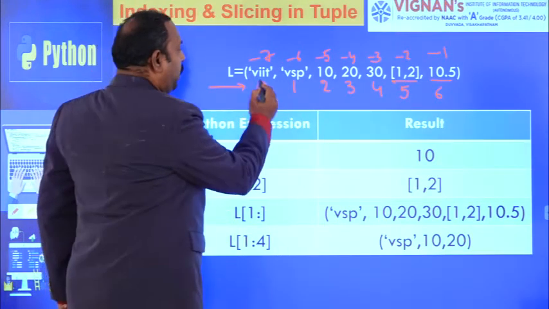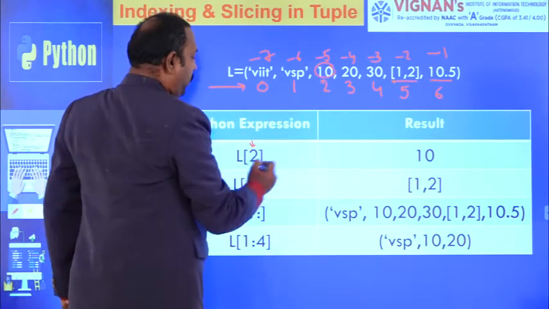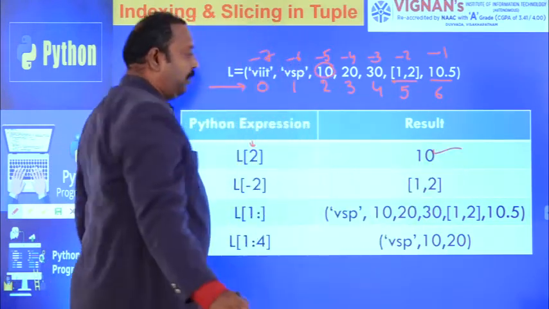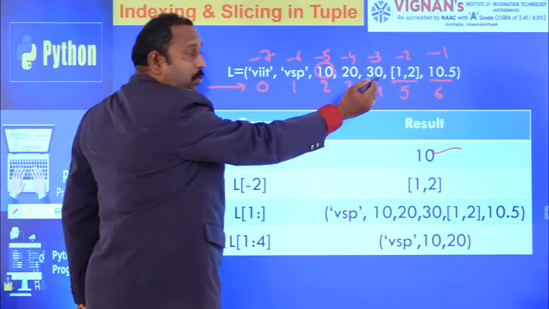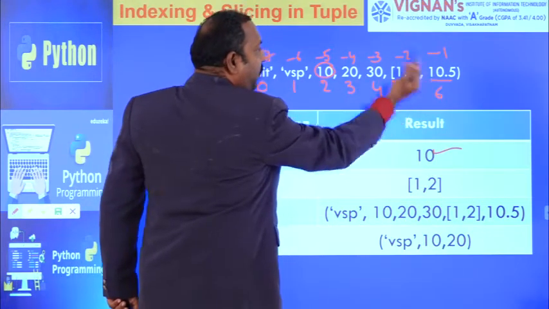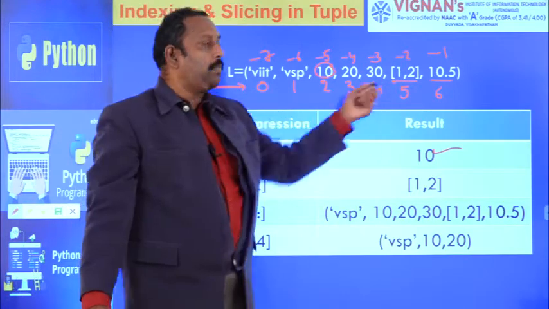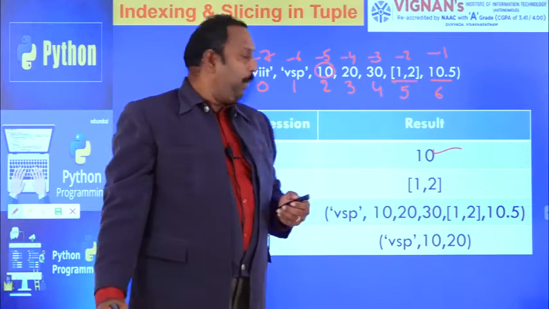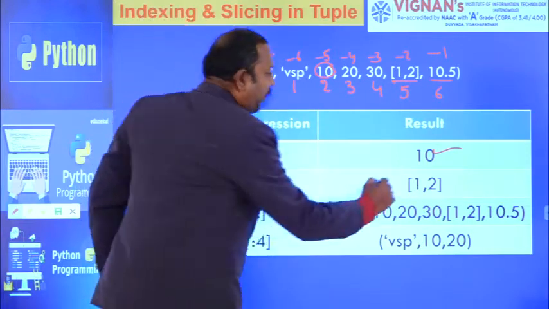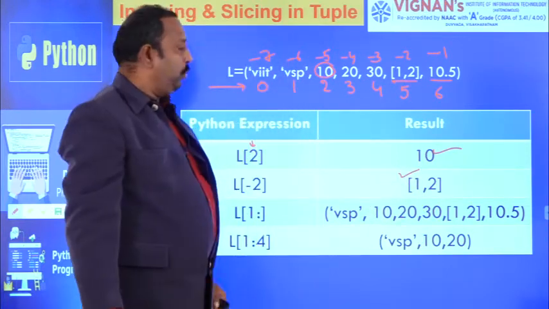Suppose L of 2 is a positive index here. 2 is nothing but 0, 1, 2, that means 10. So L of 2 means you will get the value 10. Suppose L of -2: from right to left, the first element is -1, the next element is -2. What is the element here? It is nothing but a tuple. So L of -2 means you will get the tuple 1, 2.